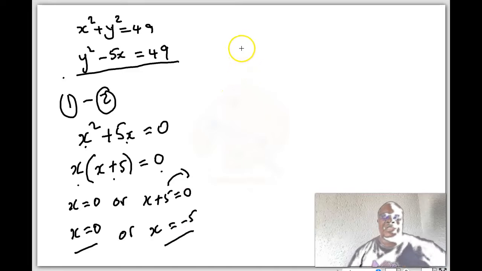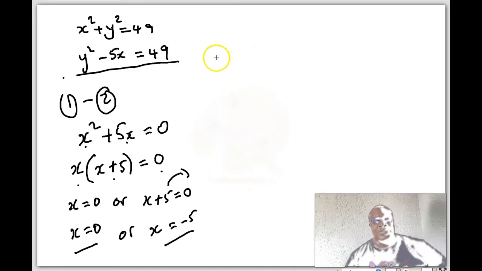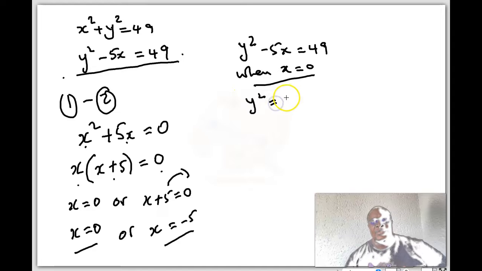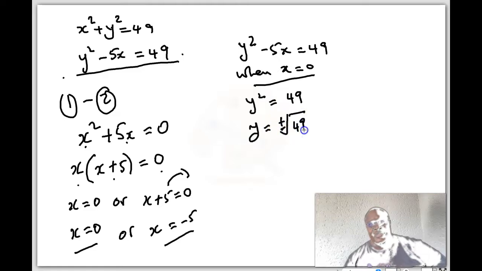So now that we've solved for x, we can now substitute in one of the equations to find the values of what? Of y. So we'll do it in the second equation, this one. So given that y squared minus 5x is equal to 49, we can substitute for one of the values of x. So let's say when x is equal to 0, y squared is equal to 49. Now, taking the square root of both sides, that means y is equal to plus or minus the square root of 49, which is plus or minus 7.